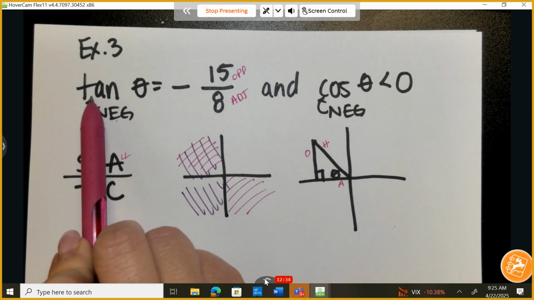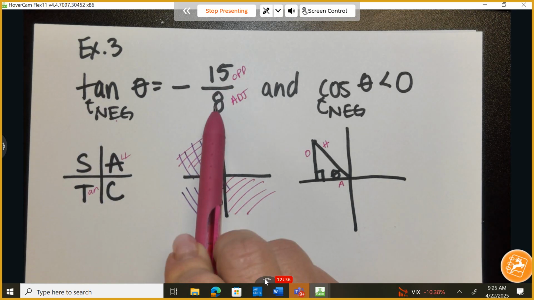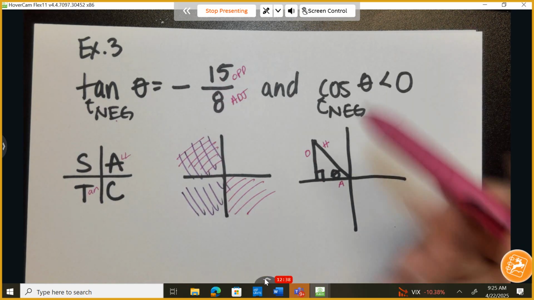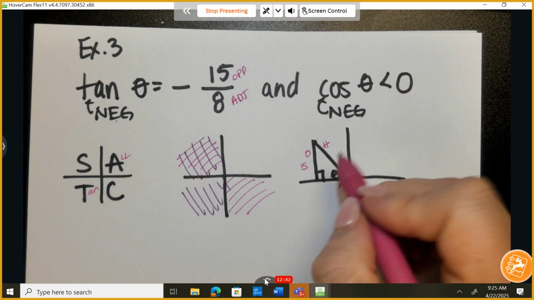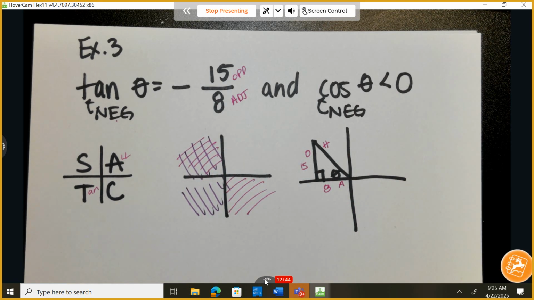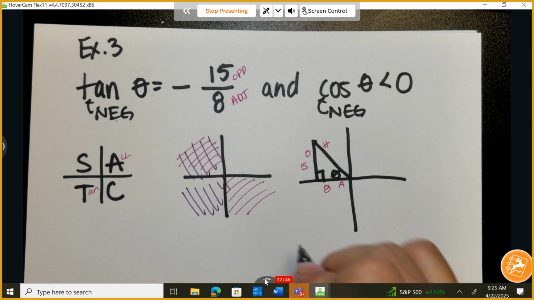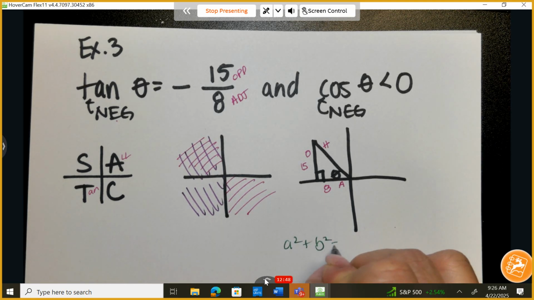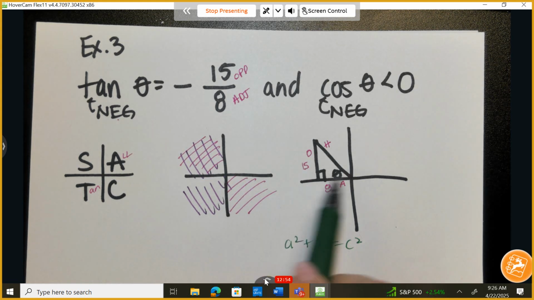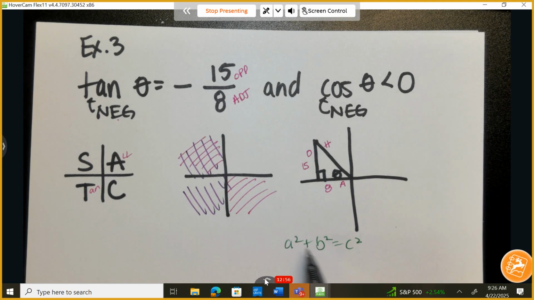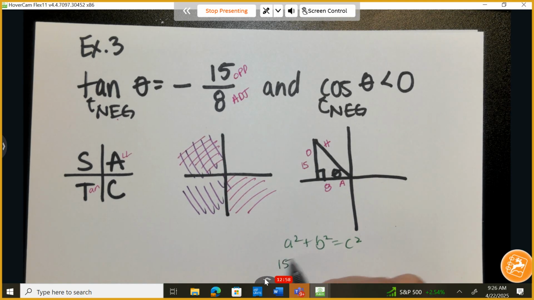Okay, so the tangent is 15 over 8. So I'm going to go opposite, I'm going to write a 15. Okay, opposite is here, that's a 15. And adjacent is an 8. I need to figure out now what is the hypotenuse. A squared plus B squared equals C squared. This part is also confusing students, like which one gets the A, which one gets the B. These are both legs. They create the 90-degree angle, so therefore it doesn't matter which one goes in for A or which one goes in for B.